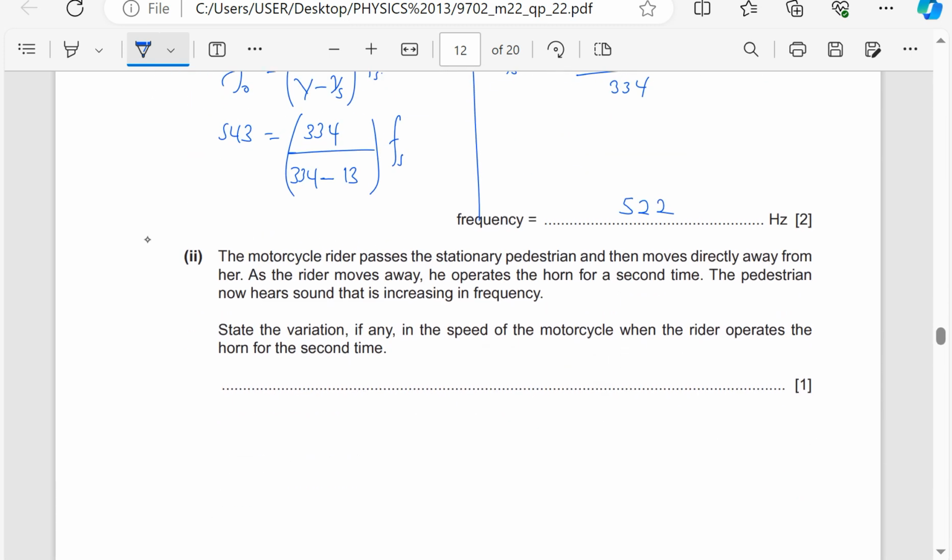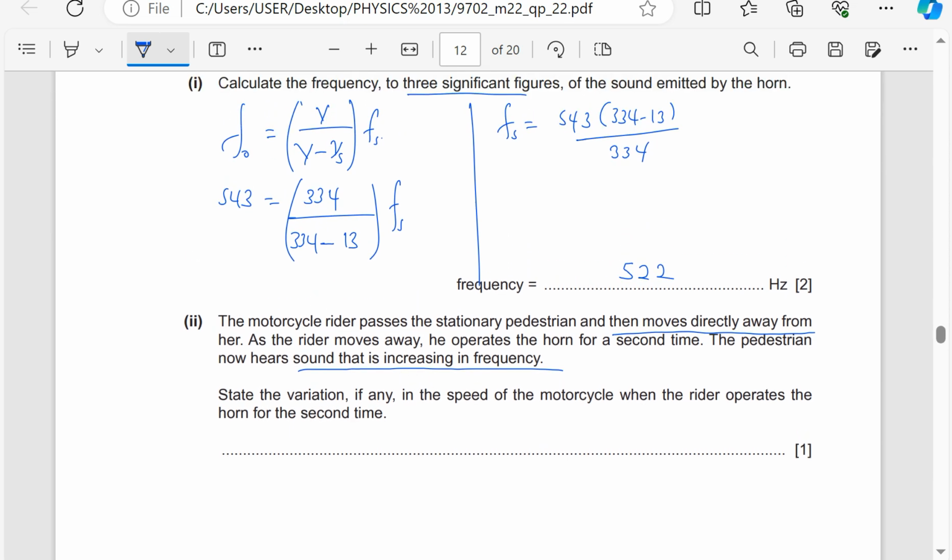The motorcycle rider passes the stationary pedestrian and then is moving directly away from her. As the rider moves away, he operates the horn for a second time. The pedestrian now hears the sound that is increasing in frequency. So the sound is increasing in frequency, yet we expect that if the motorcycle or the source is moving away, we expect the frequency to be going down. But if the frequency is going up, then the speed must be changing.